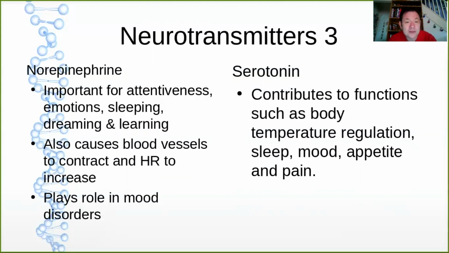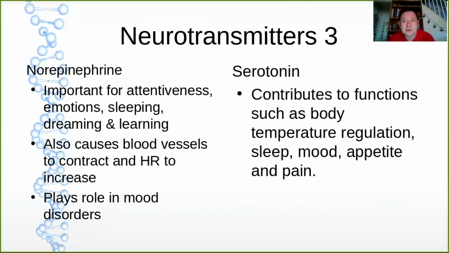Norepinephrine. It's important for attentiveness, emotions, sleeping, dreaming, and learning. It also causes blood vessels to contract and the heart rate to increase. It also plays a role in mood disorders. Imbalanced levels of norepinephrine can result in all sorts of mood disorders. Then we have serotonin. Serotonin contributes to functions such as body temperature regulation, sleep, mood, appetite, and pain.